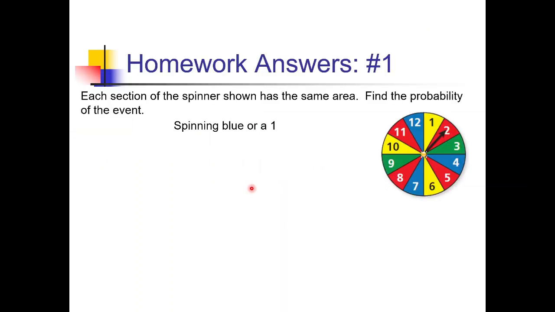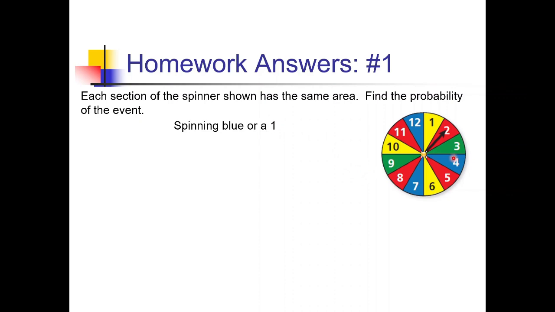events. For this problem and the next two after, we have a spinner where each part has the same area, and they want to find the probability of certain events. So this time around, they want the probability of spinning blue or a 1. So let's take a look and see if there's any overlap between these two groups.